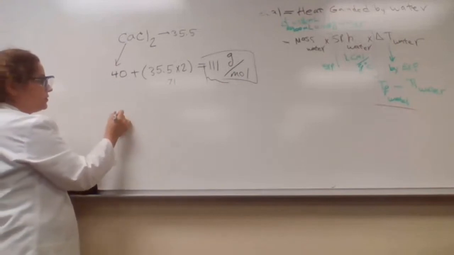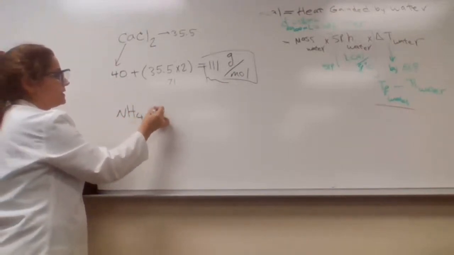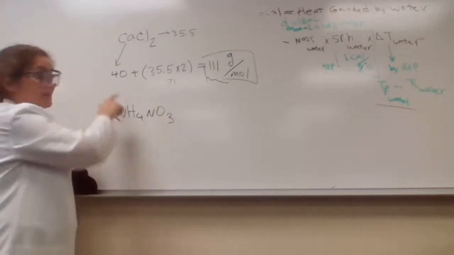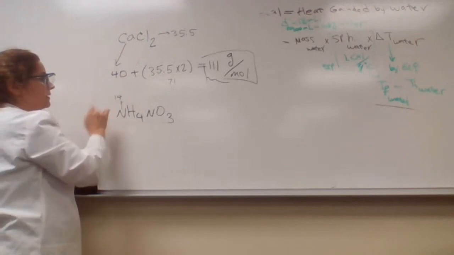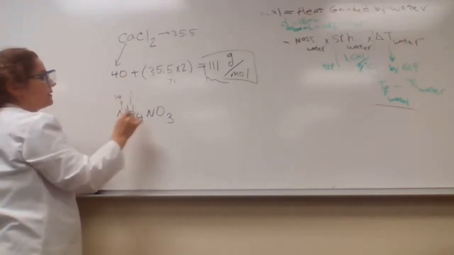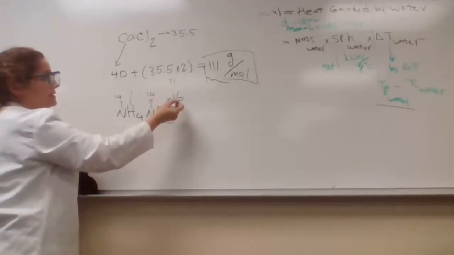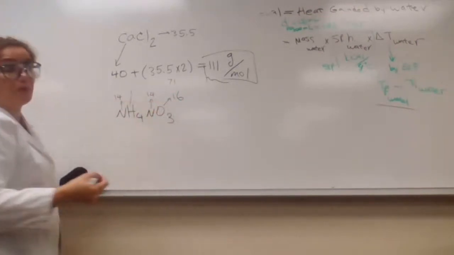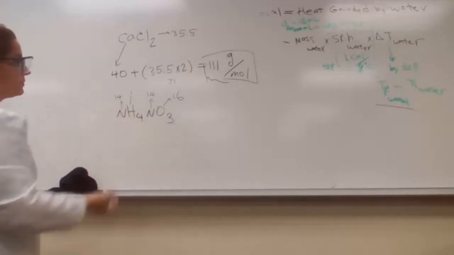Now, the other one, you have ammonium. The other compound, you have ammonium nitrate. Same way, we're going to follow this. Nitrogen is 14. Hydrogen is 1. Nitrogen is 14 and oxygen is 16. These numbers are rounded numbers from the periodic table. That is the atomic mass for each of these elements in the periodic table.